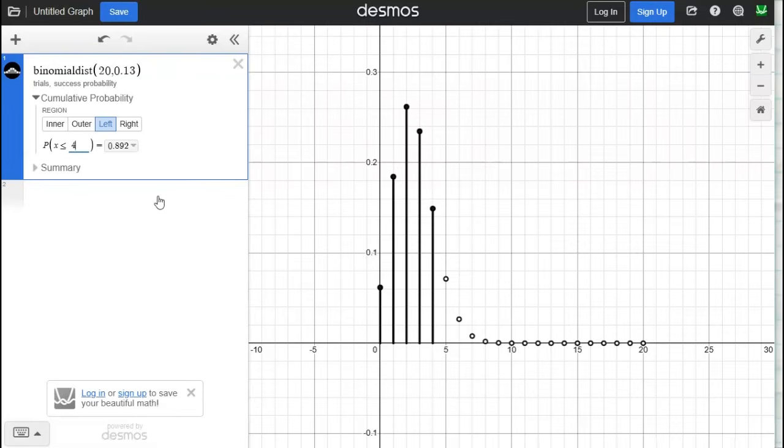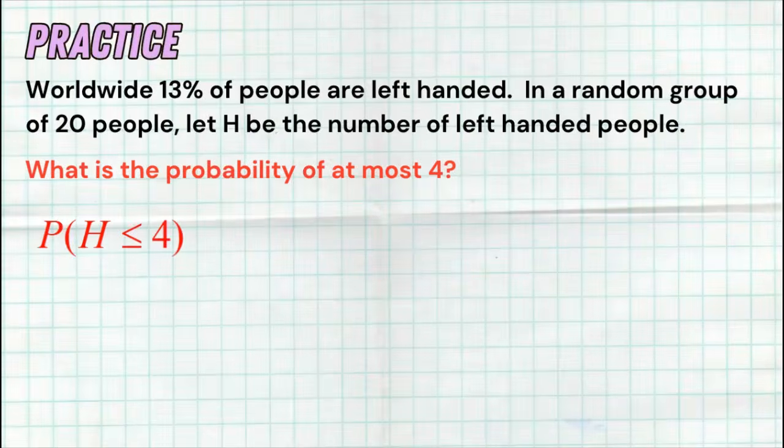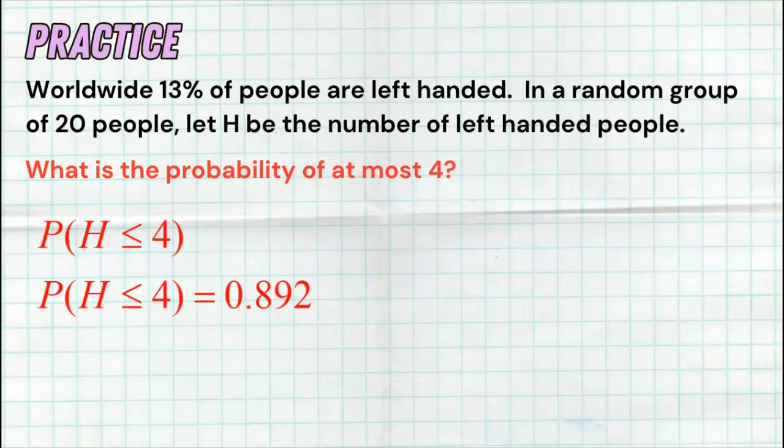So using this little feature over here, it could do above, below, in between, or even outside. So at most 4 means 4 or less. So I'm choosing left. And notice it even highlighted those 4 things for me. The 0, the 1, the 2, the 3, and the 4. And it's going to add them all together for me. So that means I could get my answer very, very quickly with literally showing no work, 0.892.